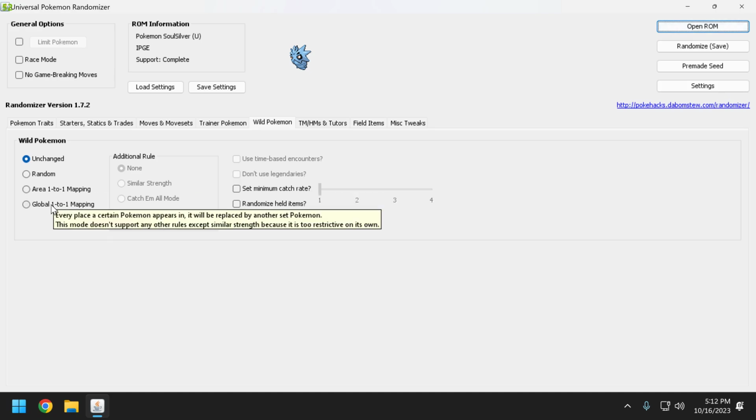And with global 1-to-1 mapping, basically what this does is it takes the Pokemon that would appear in the game in certain areas. Sometimes you can catch a Pikachu in 4 different areas on the map. It basically swaps Pikachu out with another Pokemon. So it rearranges the regions and across the entire game of where you would find something.